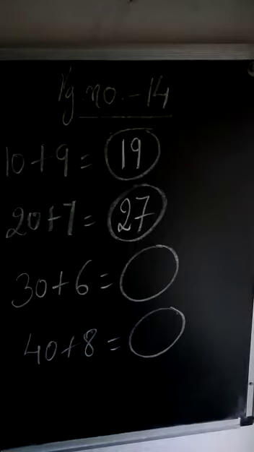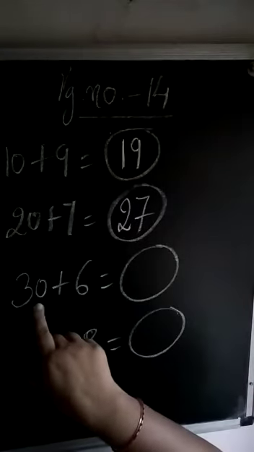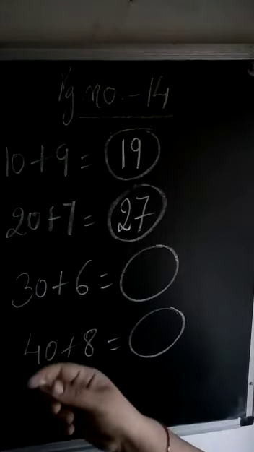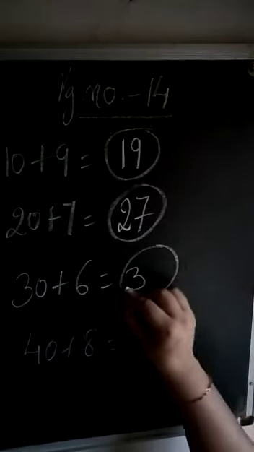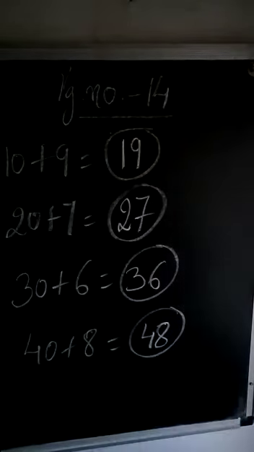Clear? We don't need to add the given numbers. Without adding the numbers, we can easily write the number, because 0 is representing the place value of a tens place. So here we have 3 and 6, 4 and 8. Clear? Now come to your next sum.